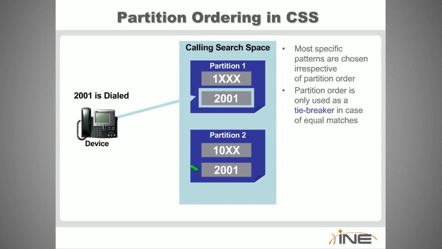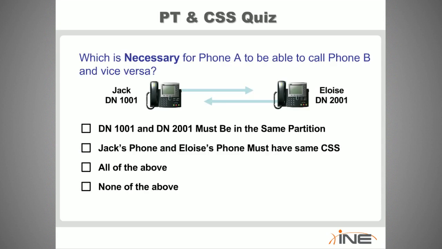Okay, so 2001 is equally as specific here and here. Now, when there is an equal match, that's when partition order comes into play. This is going to be an extremely important concept when we talk in just a moment about something called the line device approach.